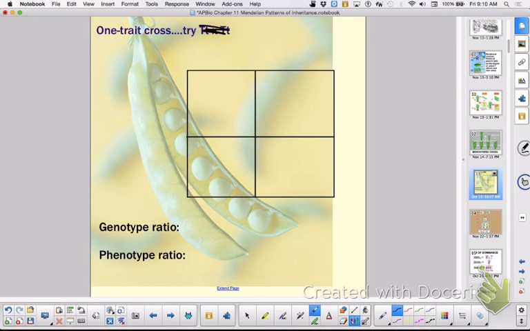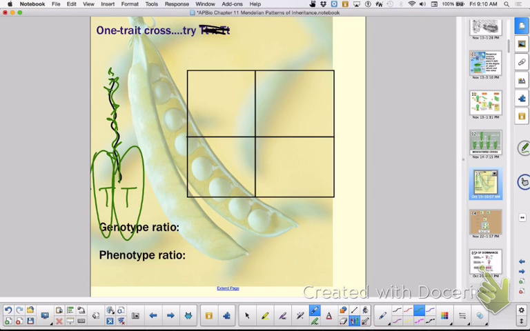If I am crossing a true breeding tall pea plant, so this pea plant is very, very tall. Okay? True breeding. He is big T, big T. Both of his alleles on his chromosomes have that dominant trait. Okay? And you cross that with a short pea plant.